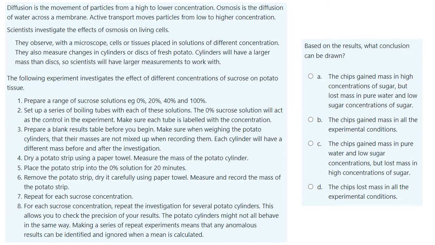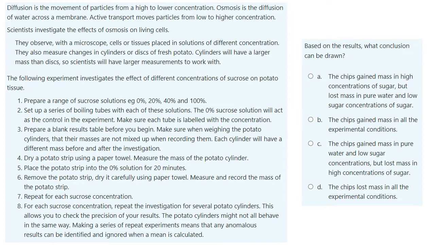Finally, based on the results, so looking at that table, what conclusion can be drawn? The chips gained mass in high concentrations of sugar, but lost mass in pure water. Well, that's the wrong way around. For the high concentrations of sugar, the 0.8 and the 0.6, we get a negative change in mass. A negative change in mass means they are losing mass. For the pure water, there was a positive change in mass, so they were gaining mass.